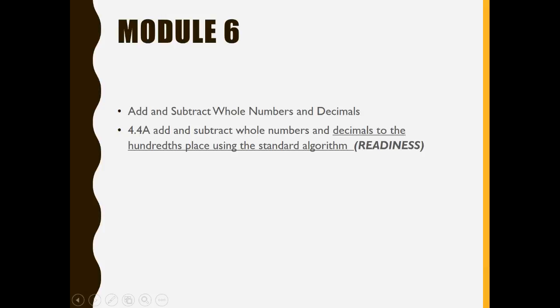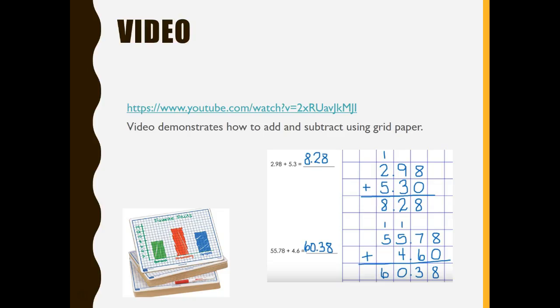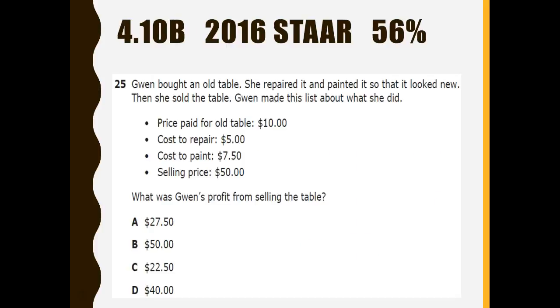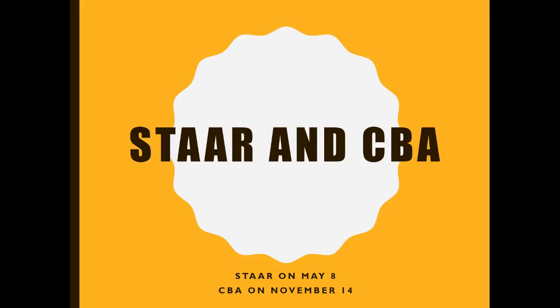And with this Module 6, you'll see that we are adding and subtracting with decimals to the hundredths place. Here's a good video that you can use, using grid paper and the gridded whiteboards with that video. Also, this is how it's tested. Notice that this particular TEKS was not tested, but it was tested in conjunction with 4.10B, one of our economics financial literacy TEKS, and our kids scored 56%. But still, they're using decimals to add and subtract.